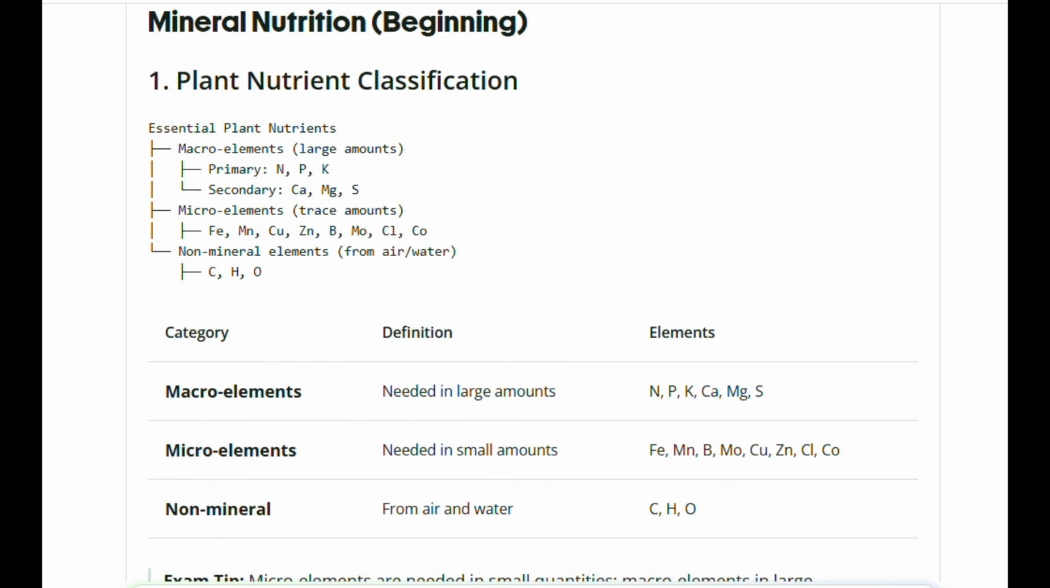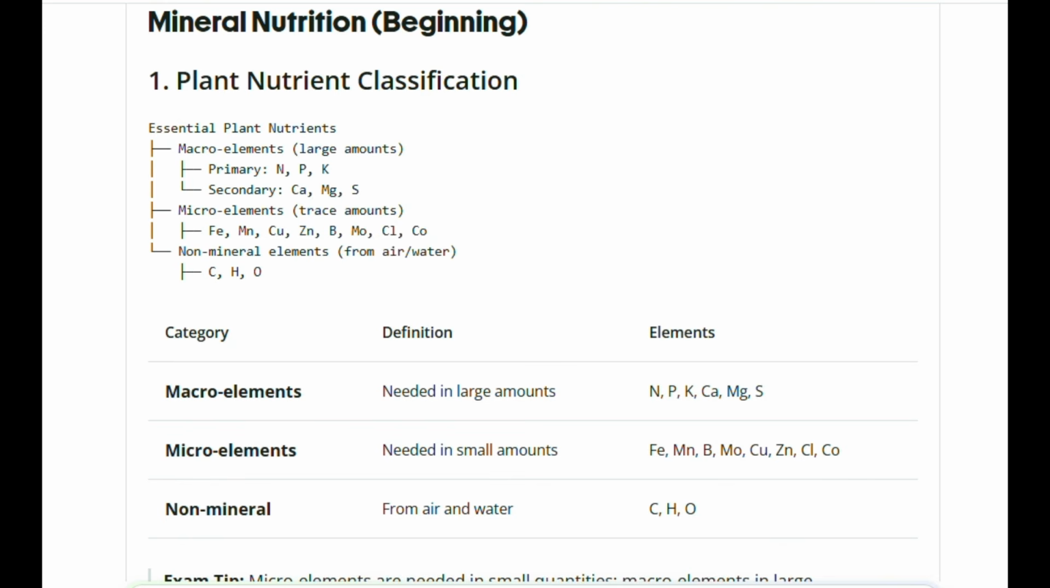And we have micro elements. Micro elements are not needed as much as macro elements. These micro elements are used in small amounts. The same definition applies to minor elements. Now, the forms in which elements are taken up by the plant. So we have major elements.